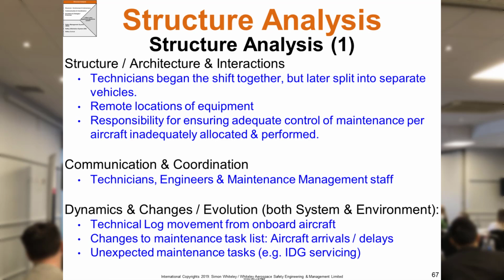In terms of communication and coordination across the control structure, you've got multiple teams of technicians, engineers and maintenance managers working all over the airport on different aircraft. So there's no common situational awareness of the safe state of the aircraft. In terms of dynamics and changes or evolution of the control structure, we can talk about the technical log movement from on board the aircraft, changes to the maintenance task list due to aircraft arrivals and delays, unexpected maintenance tasks such as the drive generator needs servicing. So they don't normally need the oil, so they wouldn't carry it with them. It was only on this special occasion that they needed the oil to top up.